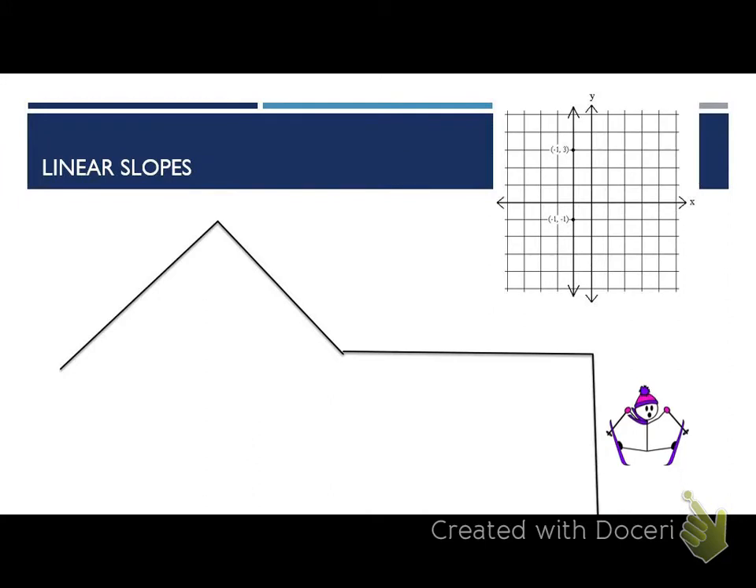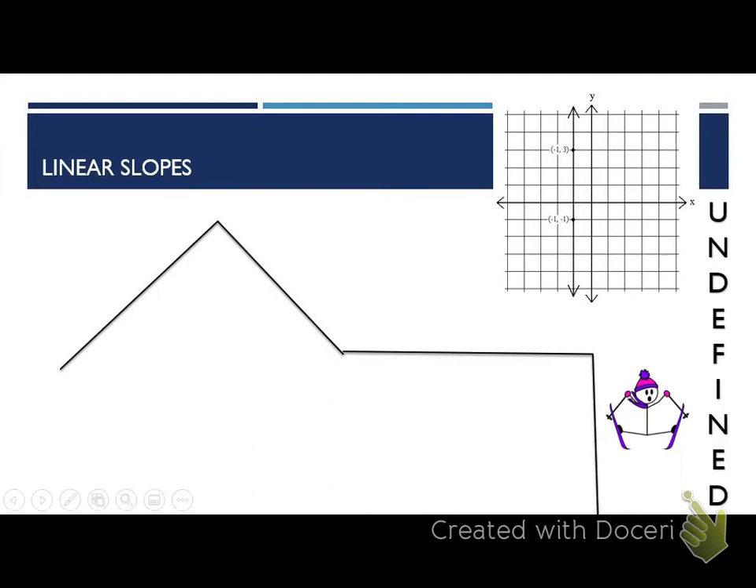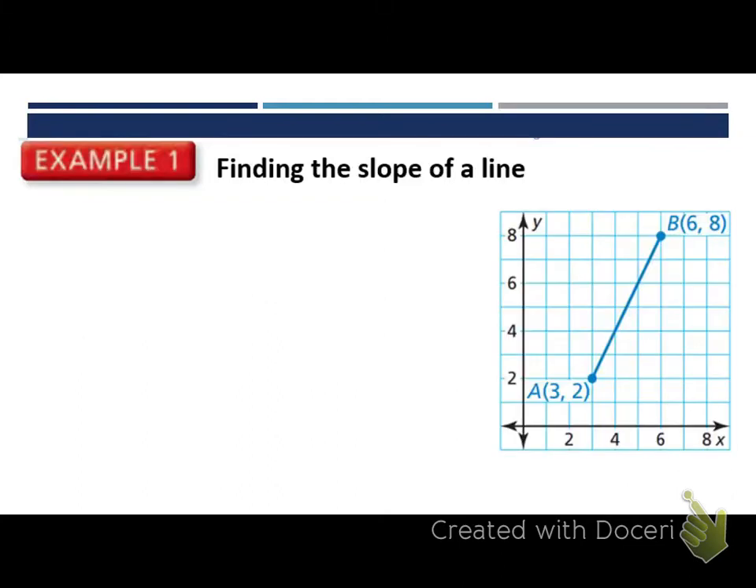Okay, so it is called undefined, but this is what it feels like to go down a black diamond. You're just wailing. You're just trying to figure it out. So those are the four types of slopes. Remember that we read left to right. That helps you to figure out if they're positive or negative. All right? So you have an example that looks like this.